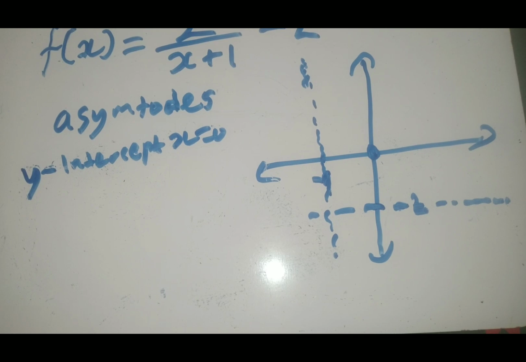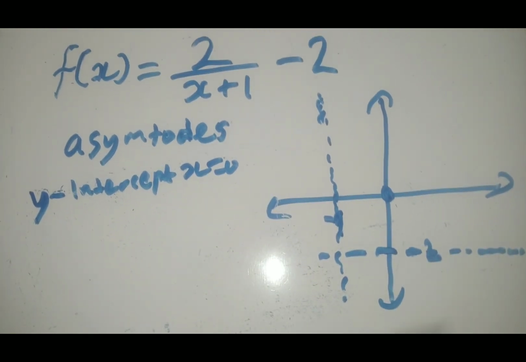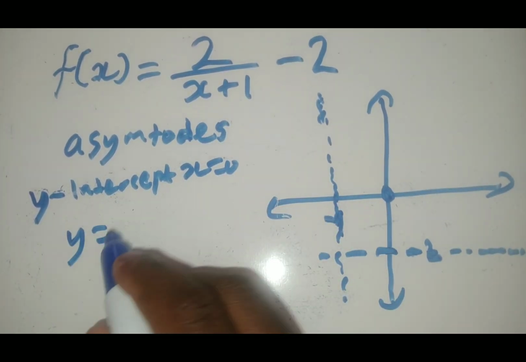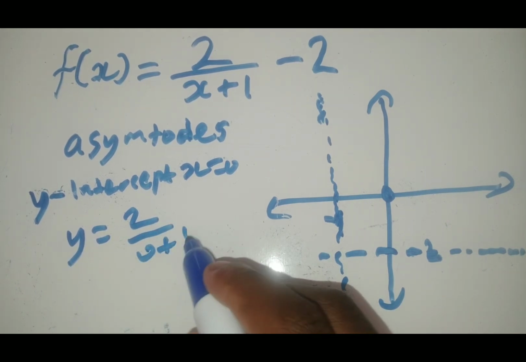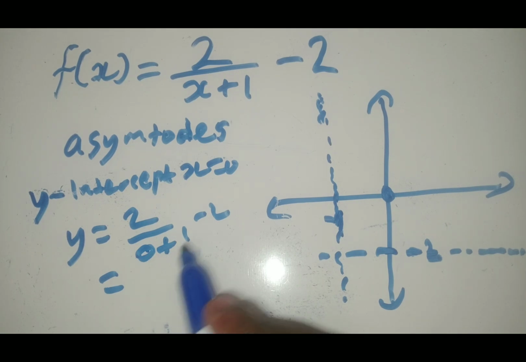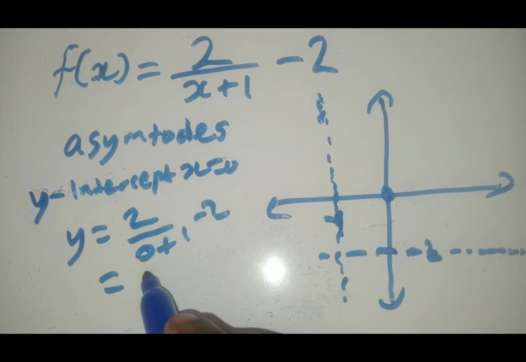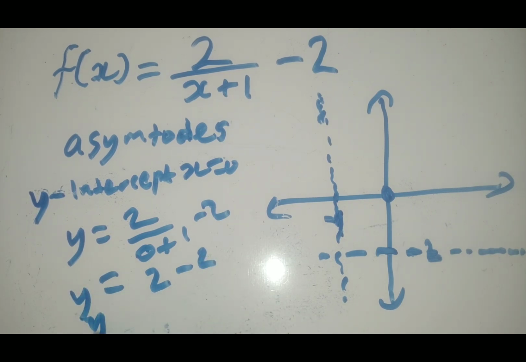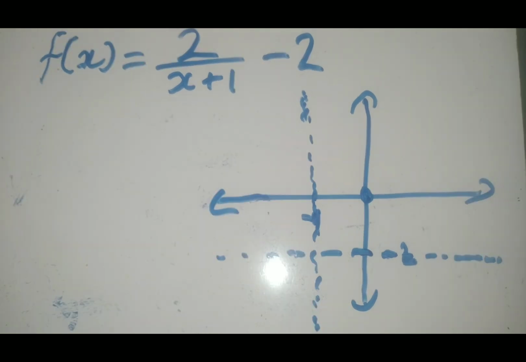So now we're going to say for our y-intercept, x is equal to 0. So if I make x 0, y is going to be 2 over 0 plus 1, minus 2. And 0 plus 1 is 1, so it's just going to be 2 over 1. 2 over 1 is 2, so then we have 2 minus 2, therefore y is equal to 0. Same thing, it's still this coordinate. There was no need to calculate it. So whenever you get 0 as your x-intercept, you don't need to calculate your y. So the situation is very simple.